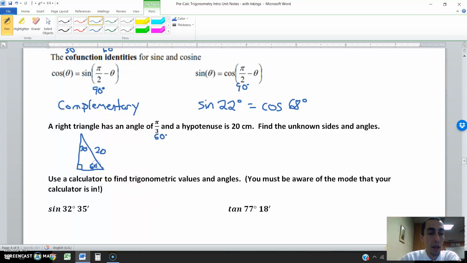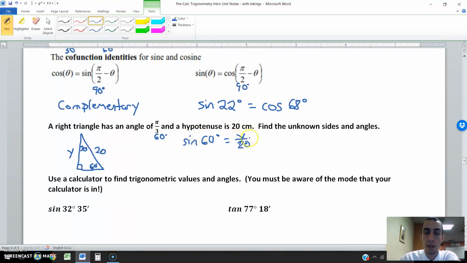Now, I know this angle here is 60 degrees, and I also know one of the sides. I don't know what this side opposite 60 degrees is. So, let's think about it this way. The sine of 60 degrees will equal the opposite over hypotenuse. So that equals y over 20.